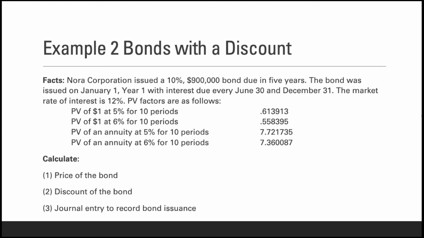Quickly taking a look at what it's asking us to calculate. 1, price of the bond. 2, discount of the bond. And 3, journal entry to record bond issuance.